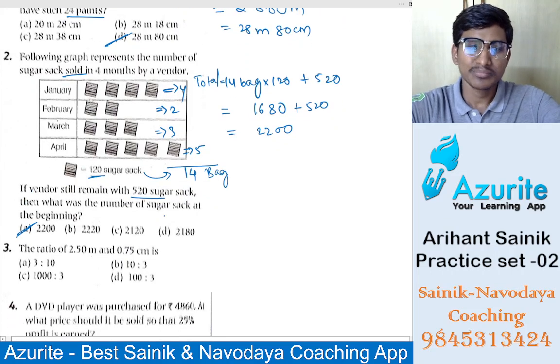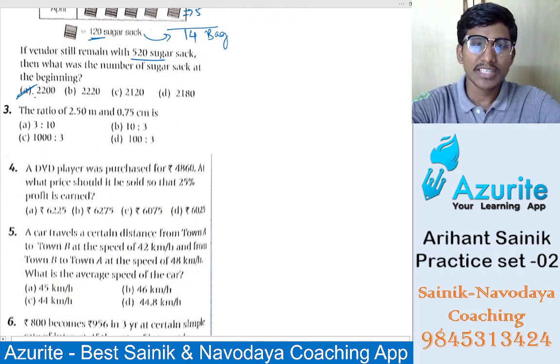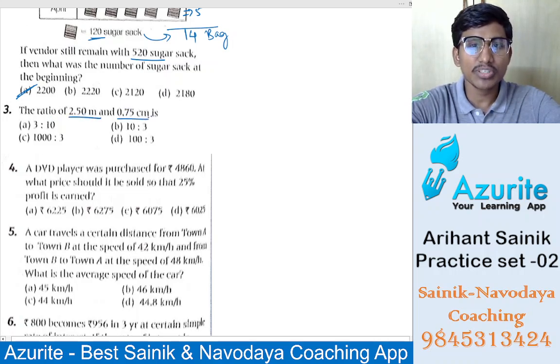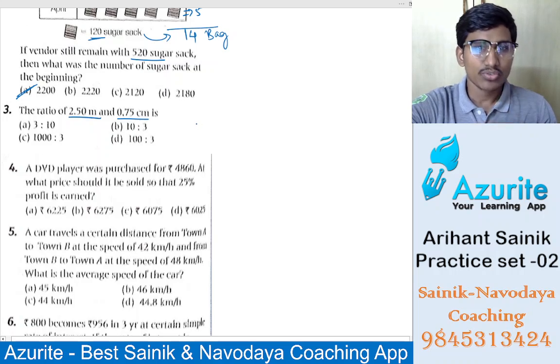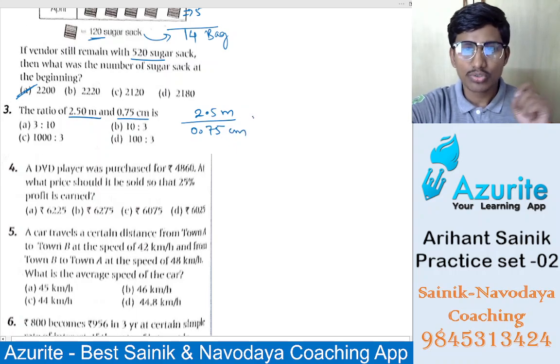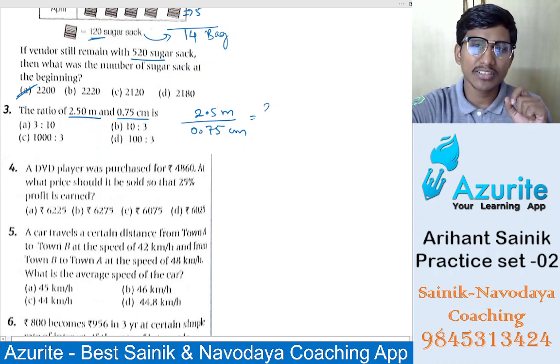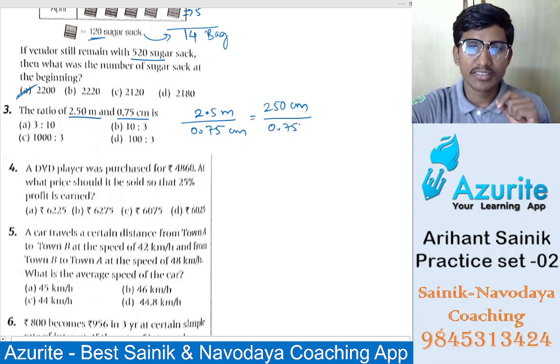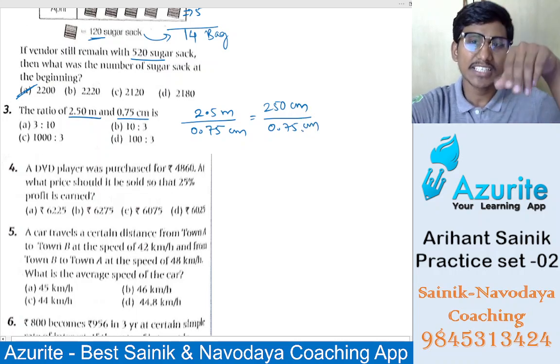Okay, good. Next is third: the ratio of 2.5 meter and 0.75 centimeter. So first we take 2.5 meter divided by 0.75 centimeter. Here 2.5 meter means how many centimeters? 250 centimeters, you have to multiply by 100. And here 0.75 centimeter. So now both are in centimeters.